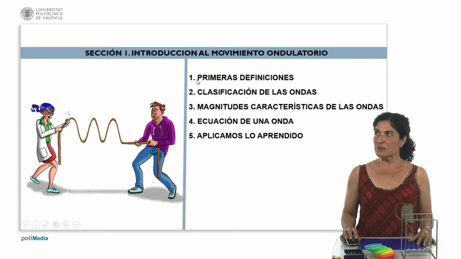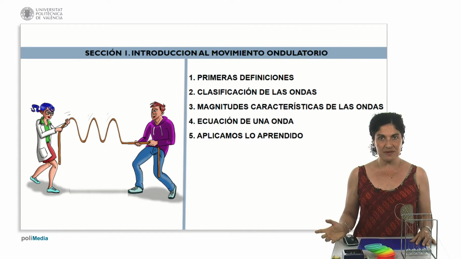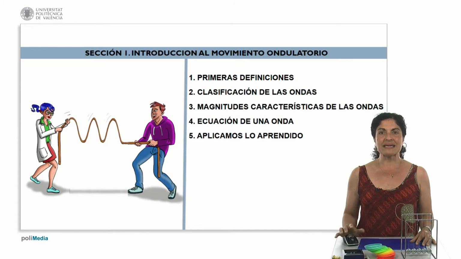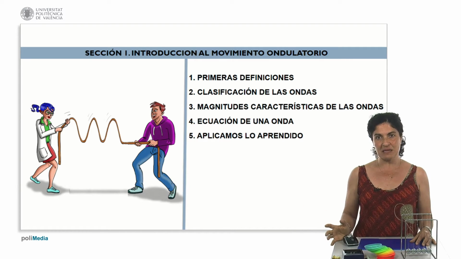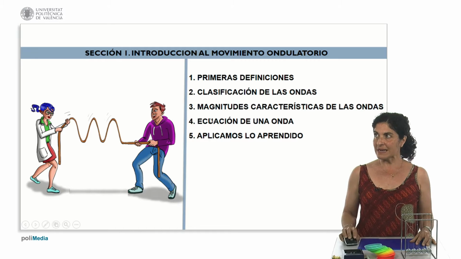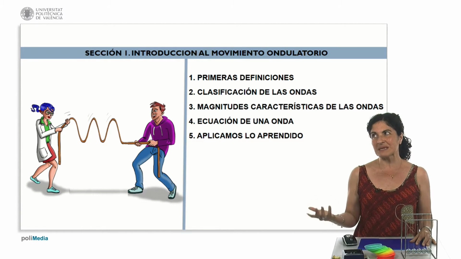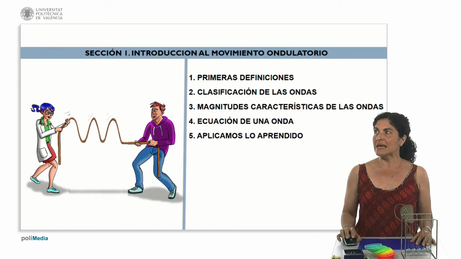In the first lesson, I'm going to start introducing, using and explaining different concepts that we need for the study. In the second lesson, what I'm going to do is to list the different classifications and explain which ones we have to use for the analysis of wave motion. The third lesson, where I am going to study perhaps the most outstanding magnitudes that we always use in the definition of the characteristics of the waves.